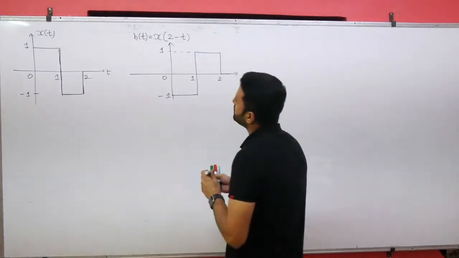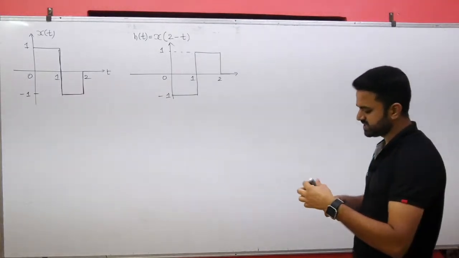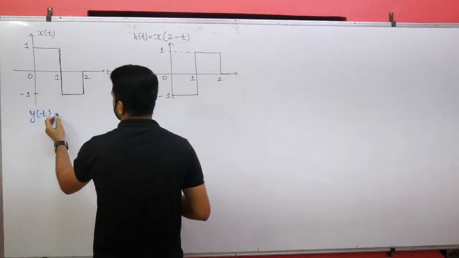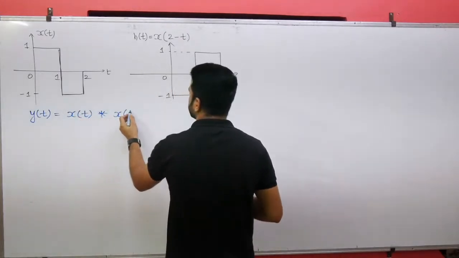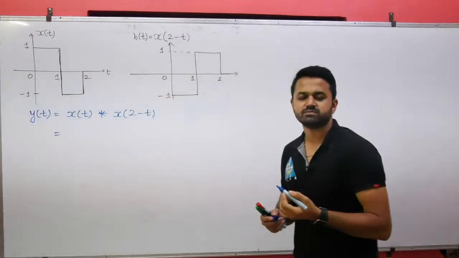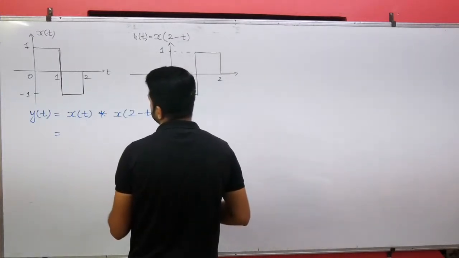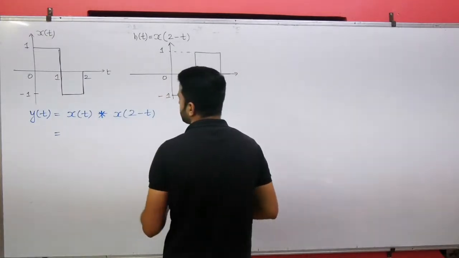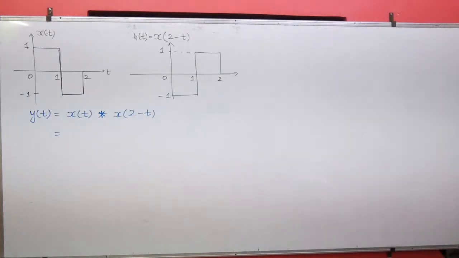So we have x of t and h of t. Now we have to convolve these two signals. To get this y of t, you have to convolve x of t with x of 2 minus t. For this we will write it in terms of unit step signals. When we write it in terms of unit step signals, what will we get? Now tell me what we will get.